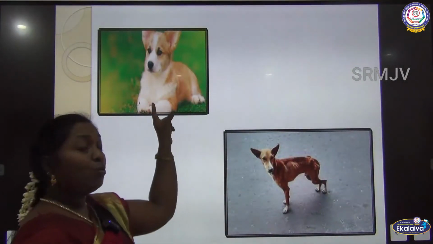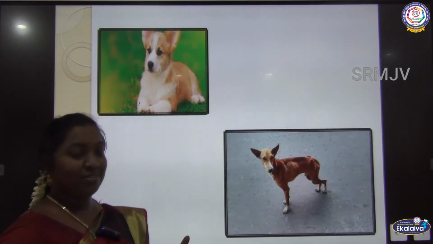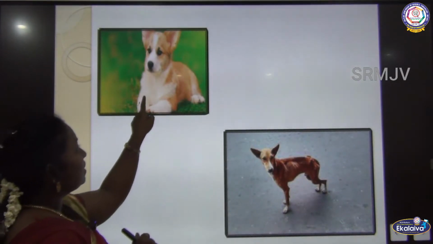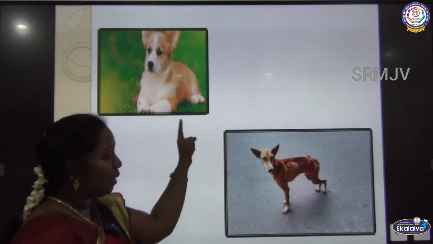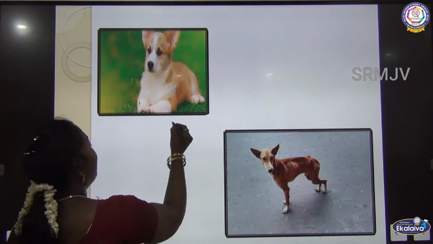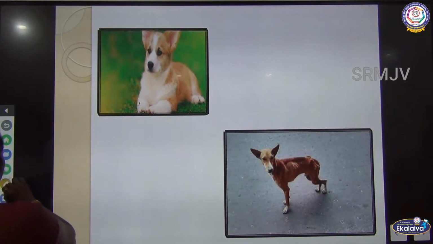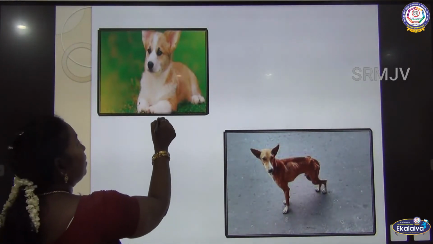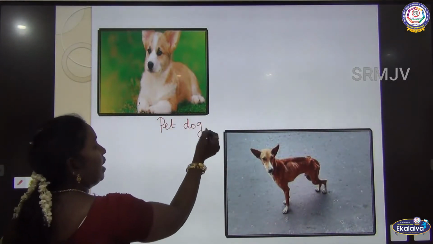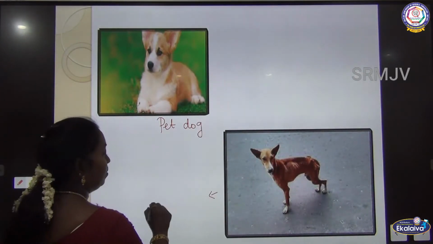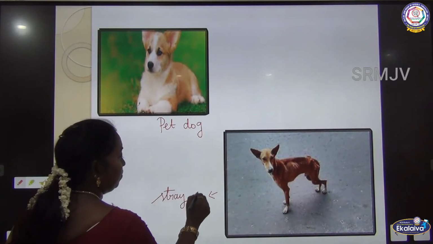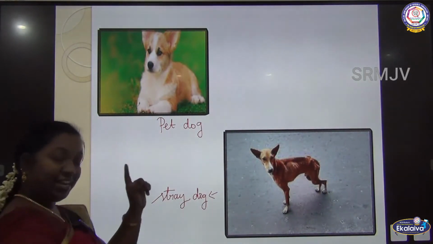See this? What are these? These are dogs. Between these two, which looks healthy? Yes, exactly, the first one, isn't it? When compared to this dog, this looks so beautiful because this is a pet dog. And this is a stray dog. Pet dog and stray dog.